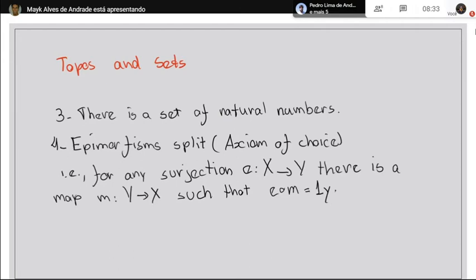Three, there is a set of natural numbers. I will not go into details, but the existence of the set of natural numbers can be stated by saying that there exist some objects that satisfy some axioms in terms of diagrams, but at the end we just have some objects that satisfy the Peano axioms. So we say there is a set of natural numbers. Four, epimorphisms split. Epimorphisms in Set are surjections, and in set theory, surjections split, which is equivalent to the axiom of choice.